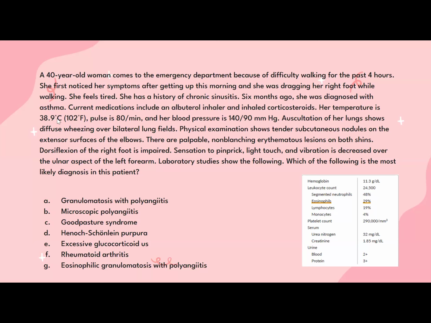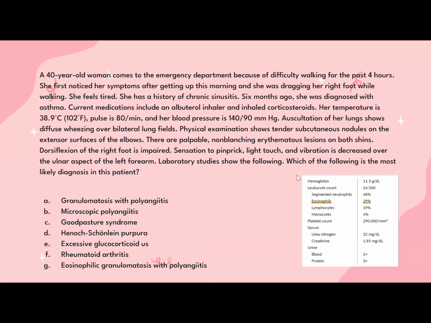Her temperature is elevated. The pulse is okay. Blood pressure is elevated as well. Auscultation shows diffuse wheezing over bilateral lung fields because of her asthma, I'm assuming. Tender subcutaneous nodules on the extensor surfaces of the elbow. Palpable erythematous lesions on the shins. Dorsiflexion is impaired. Sensation to pinprick and light touch vibration is decreased.